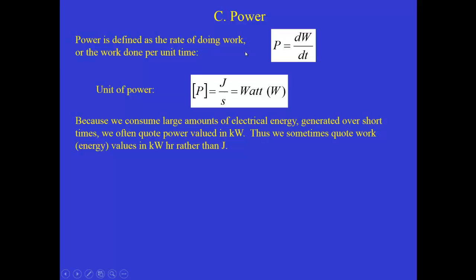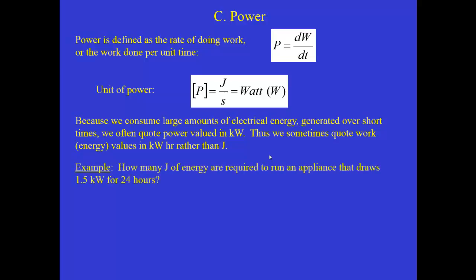So power sometimes is quoted in kilowatts instead of in watts, and therefore the energy unit or the unit for work would not be watt seconds, but would be kilowatt hours, because this electrical energy that is supplied by power plants is often consumed over long periods of times. So hours are often more relevant than seconds.